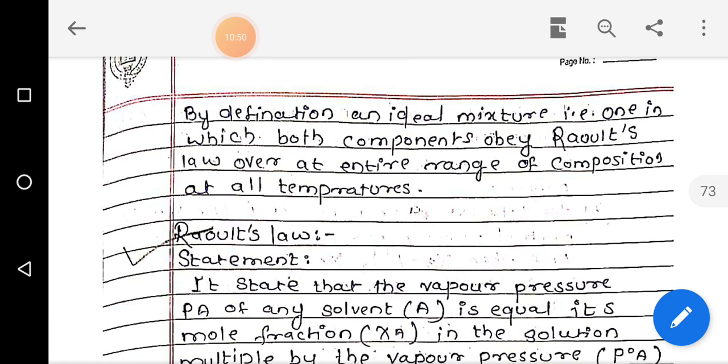By definition, an ideal mixture is one in which both components obey Raoult's law over the entire range of compositions at all temperatures.